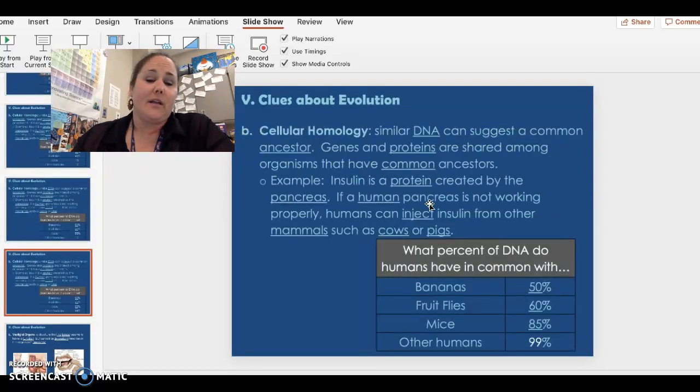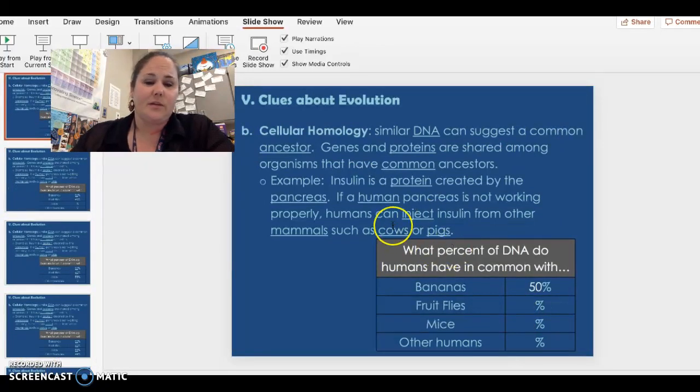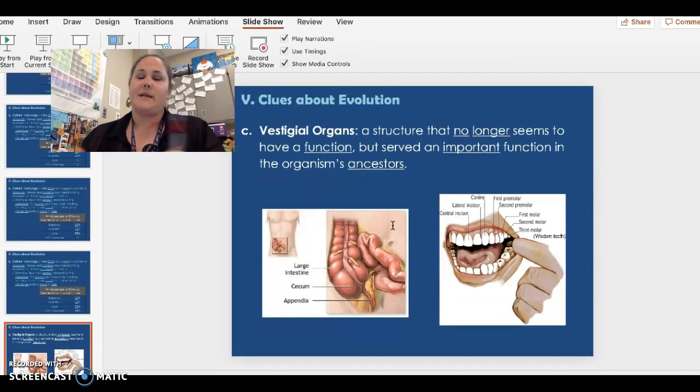So that's cellular homology, similar DNA. So again, going backwards. Well, actually, I'll keep going forward. That's cellular homology. Vestigial organs. I know I'm a nerd, but my personal favorite of the evidences. A vestigial organ, a structure that no longer seems to have a function, no longer works, but served an important function in one of your ancestors' lives. So it worked for us in the past before we evolved.